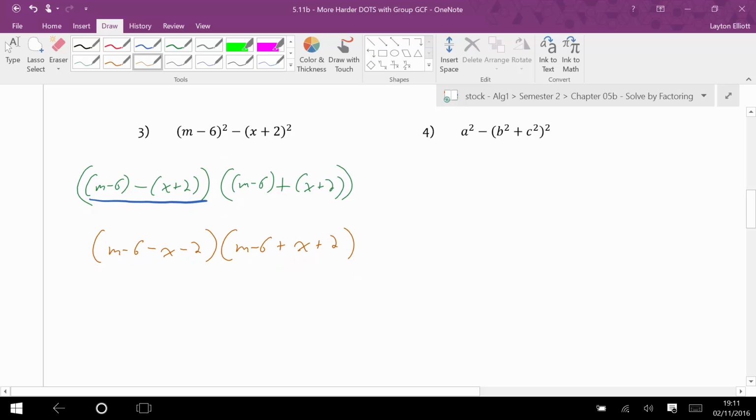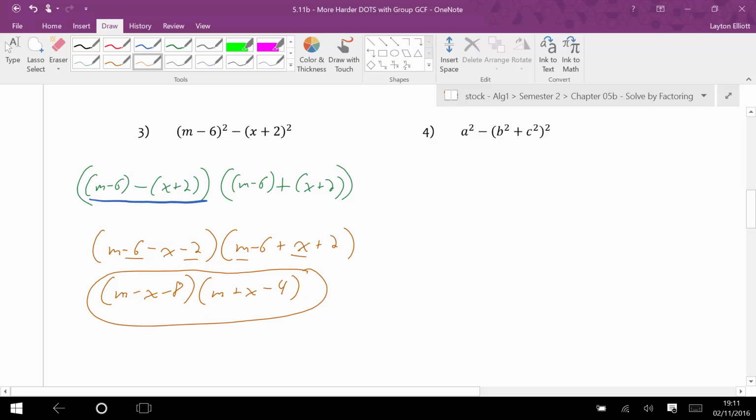And lastly, we're just going to add like terms. M minus x, and then negative 6 and negative 2 would be negative 8. And then m plus x, and negative 6 plus 2 is negative 4. And that's my final.